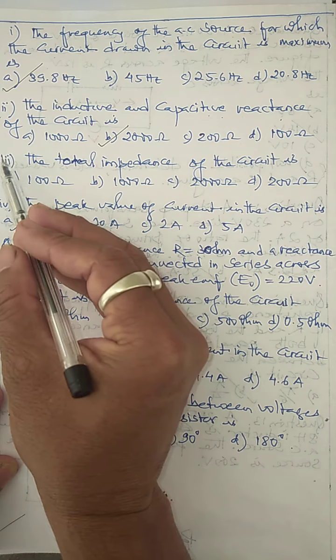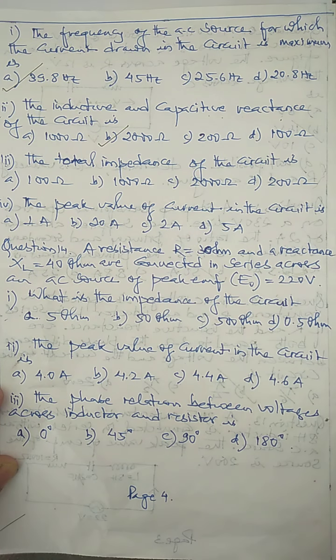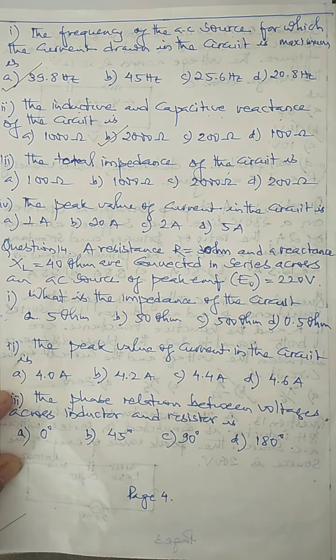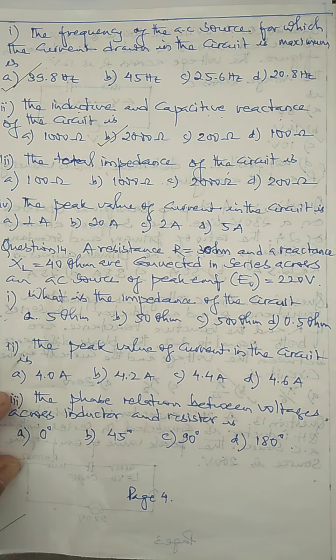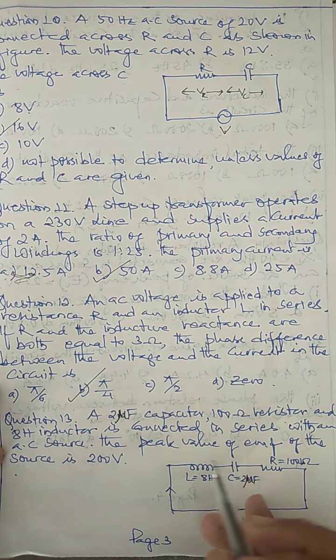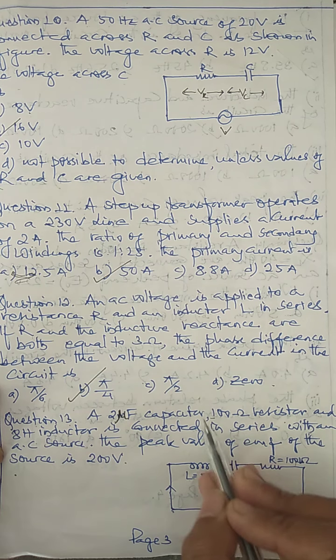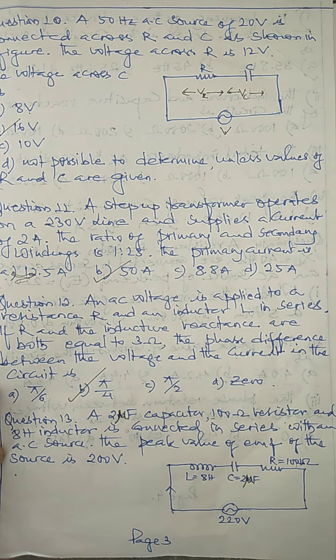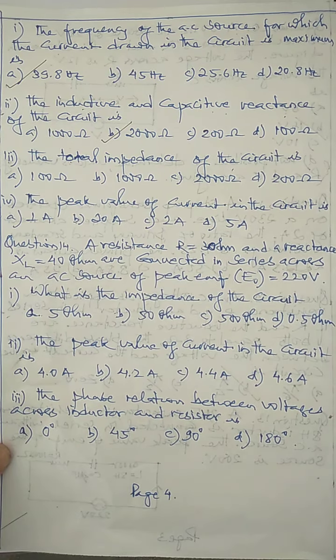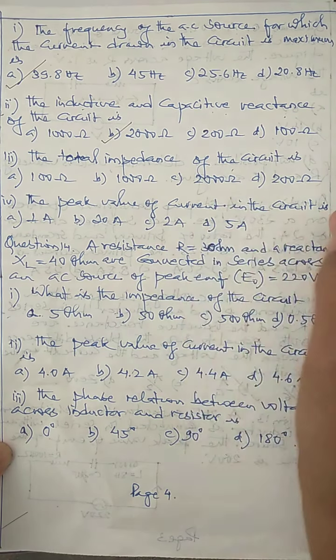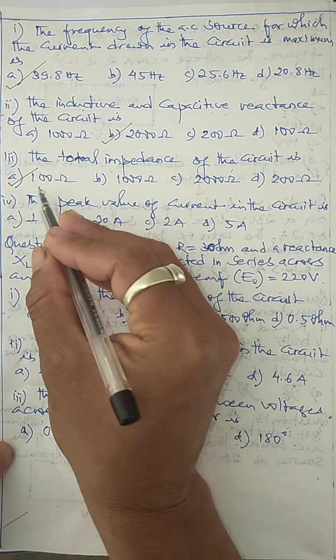Then the next question is number 3, the total impedance of the circuit. Now in an electrical resonance LCR circuit, the impedance is minimum and equals the resistance. That means the total impedance of the circuit equals the resistance. And do you know the resistance of the circuit? That is 100 ohm. So if the resistance is 100 ohm, the impedance also equals 100 ohm. So children, the correct option for the total impedance of the circuit is the first, 100 ohm.